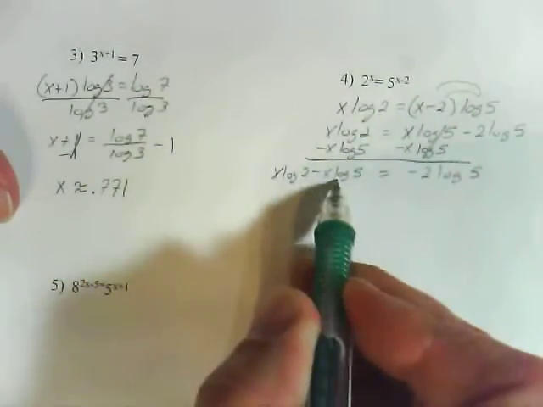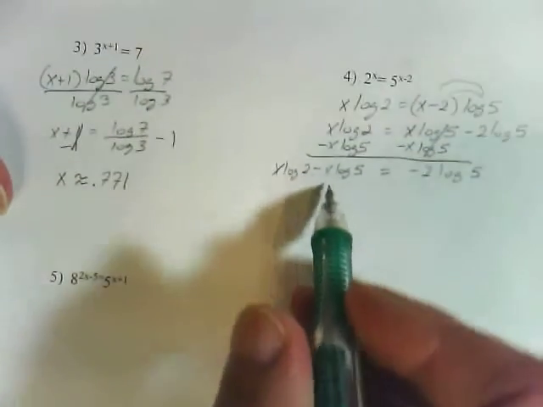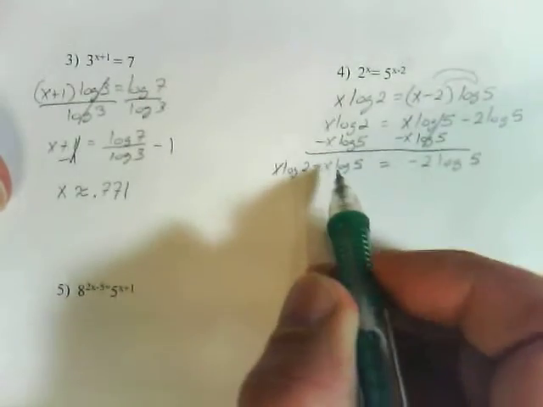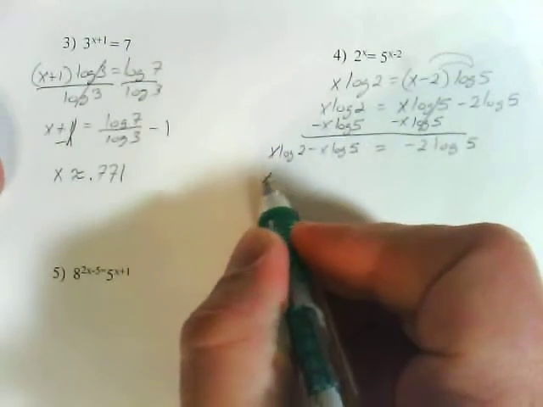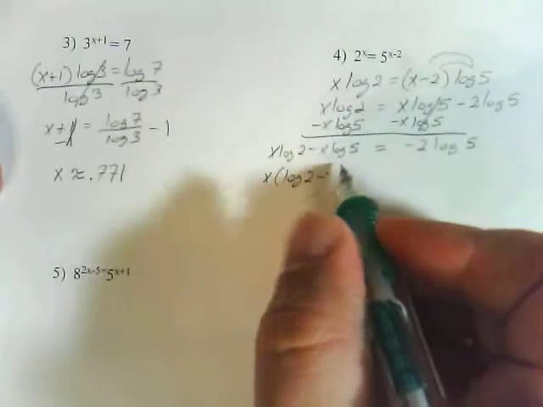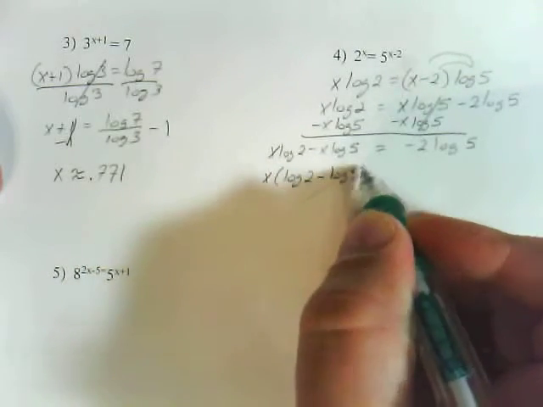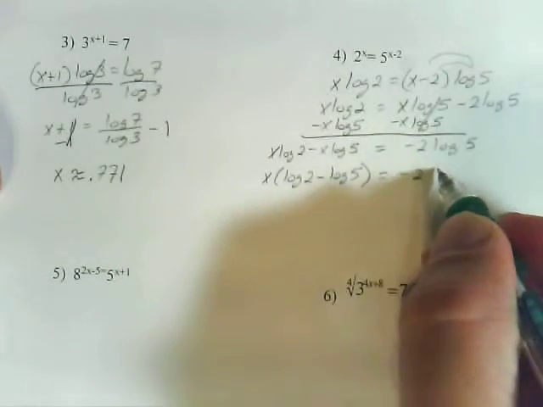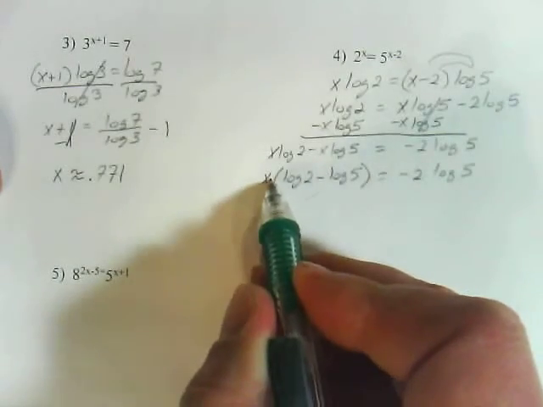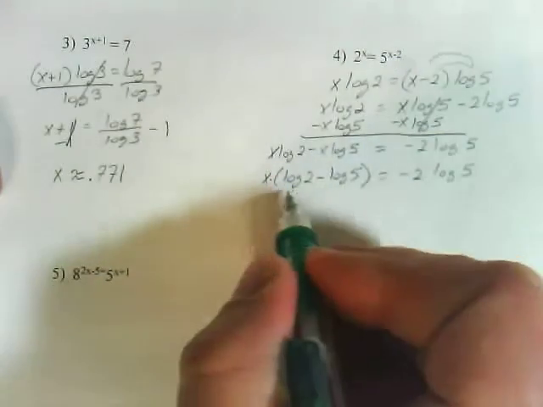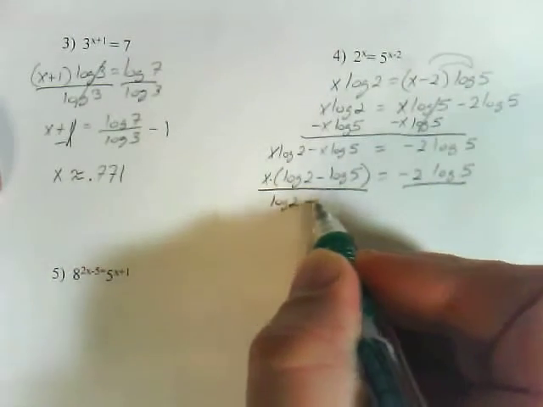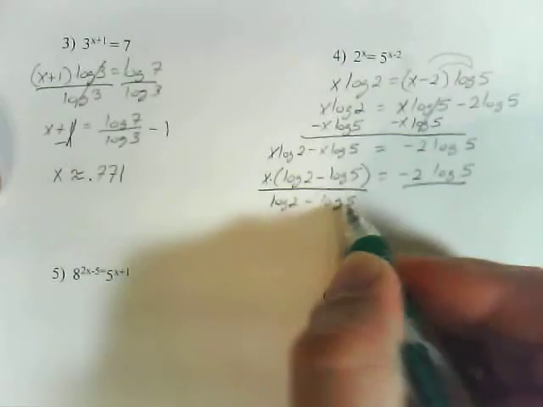Again, I'm trying to solve for x, not two x's. One thing I do notice is that they both have an x in common, so I'm going to factor that out. So that would be x, open parentheses, log of 2 minus log of 5, close parentheses, is equal to negative 2 log of 5. This is multiplication. I have isolated my x. I'm going to divide both sides by log of 2 minus log of 5.